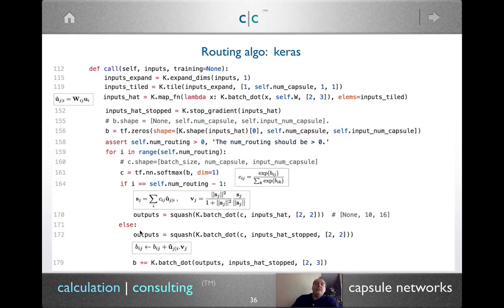So you start here. If you're not at the last step, you compute C dot hat, and then you update B, which is just B plus U hat stopped times the output V. And then up here, if all you want to do is get the S's, you just squash them, and you don't actually have to update B on the last step. And so that's the implementation.